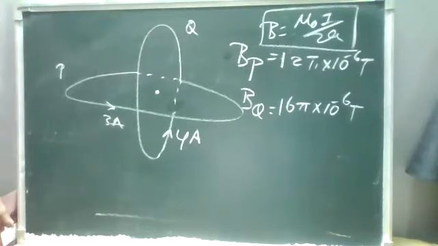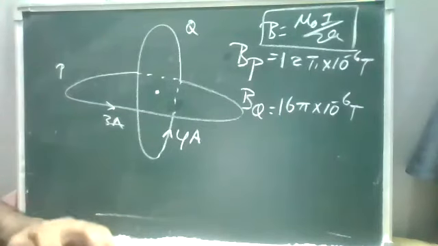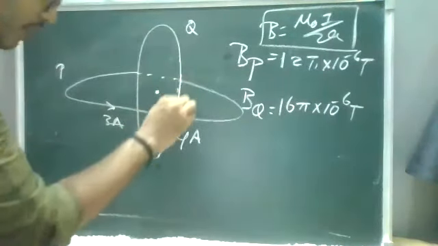Now, there are directions. The value of A, the radius, is already given: radius 5 centimeters. Only the current and radius are given, nothing else. And remember, we are going to find the magnetic field.